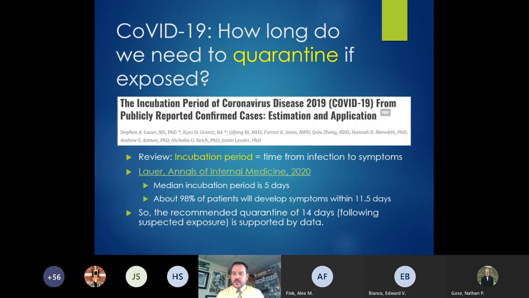So another question, how likely is it that you would be completely asymptomatic? It's a great question. We just don't know. Again, without more universal testing and without data coming from other countries that are doing more universal testing, we just don't know the proportion of people that are infected but remain asymptomatic.